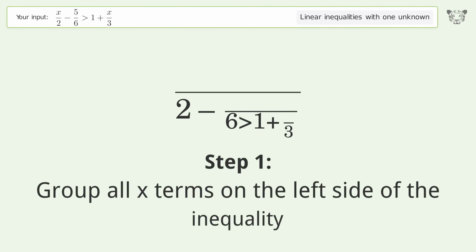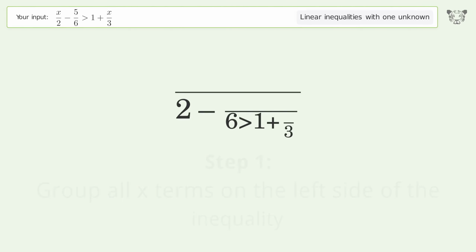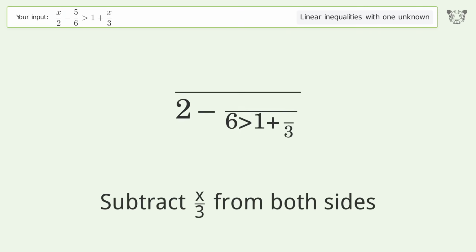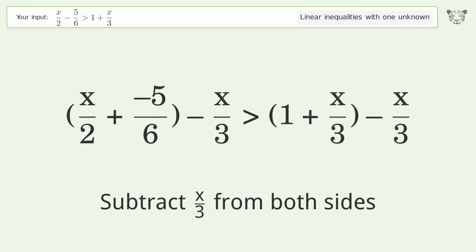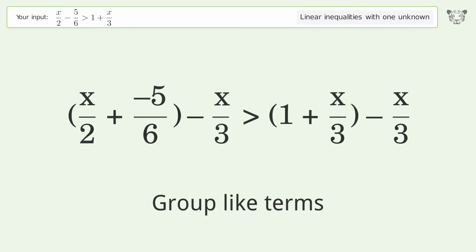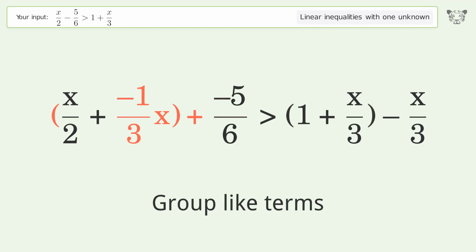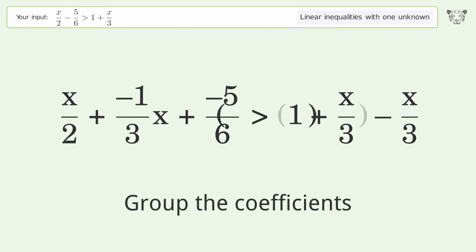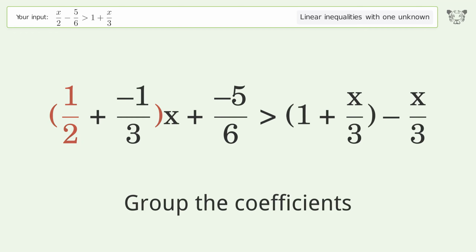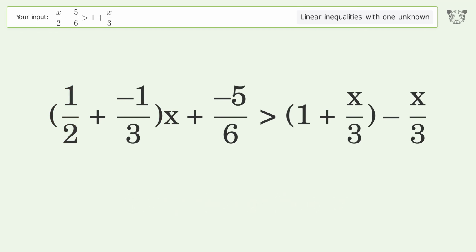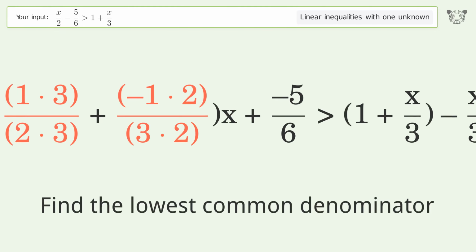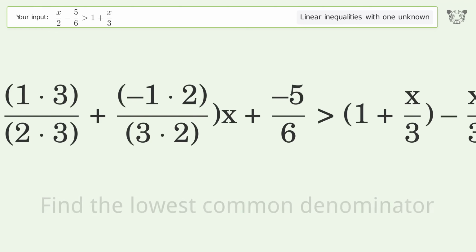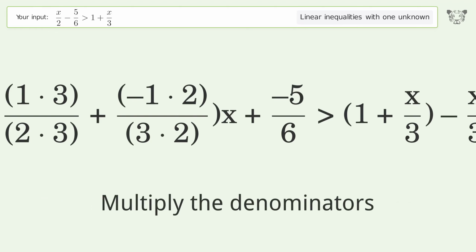Group all x terms on the left side of the inequality. Subtract 10 over 3 from both sides. Group like terms. Group the coefficients. Find the lowest common denominator. Multiply the denominators.